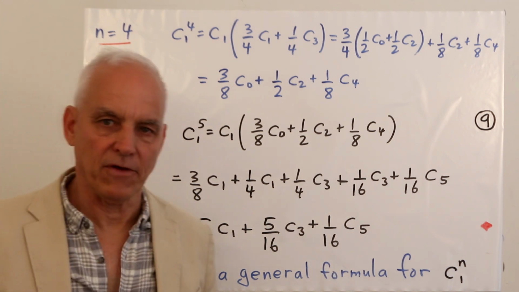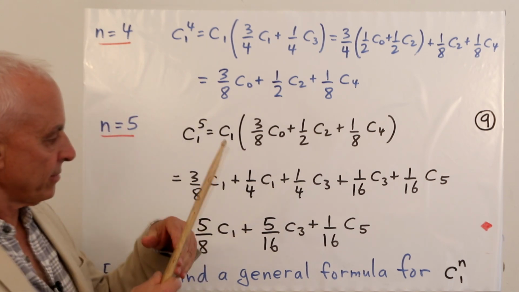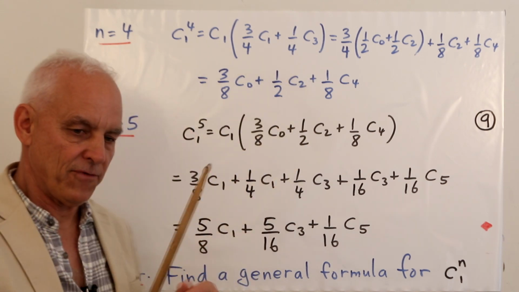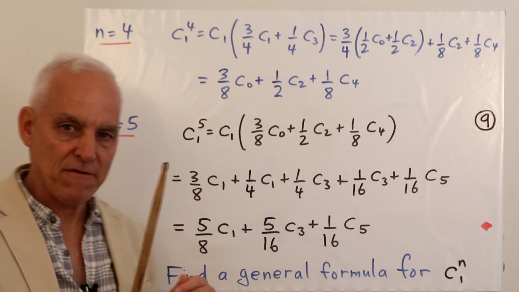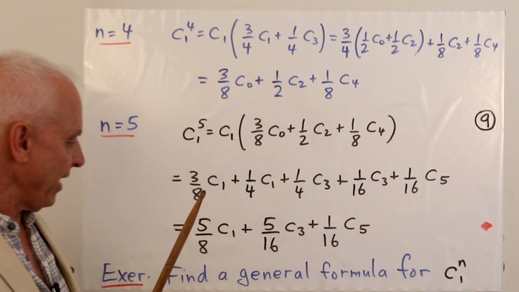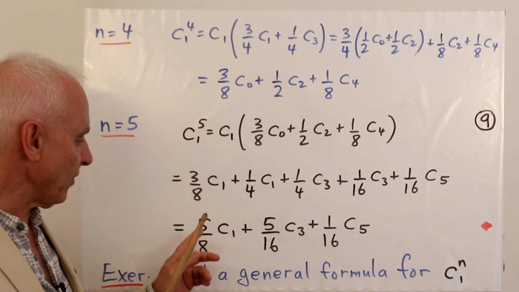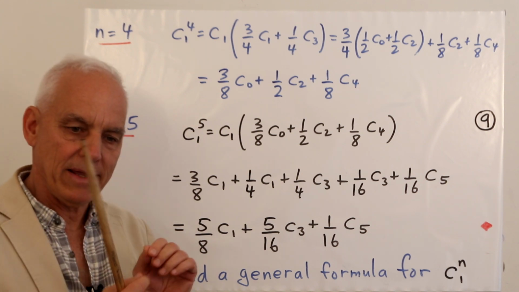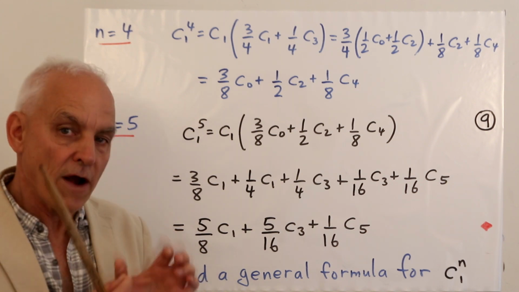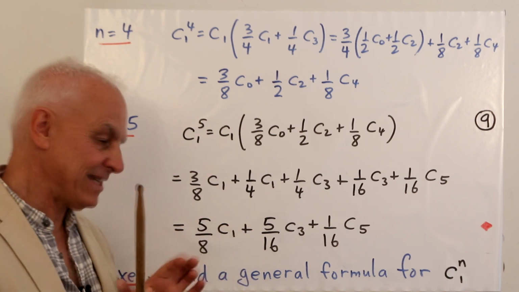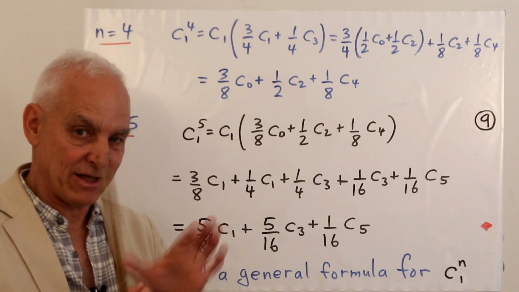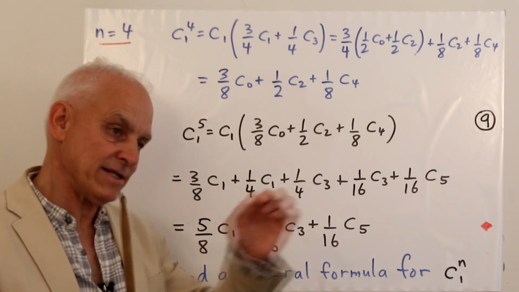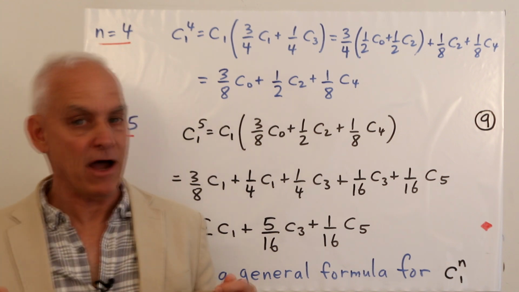Okay, so that's kind of interesting, right? If you take a random walk of size 5, starting at the origin, after 5 steps, you've got a 5/8 chance of being at distance 1 from where you started. You have a 5/16 chance of being at distance 3 from where you started. You have a 1/16 chance of being at distance 5 from where you started.